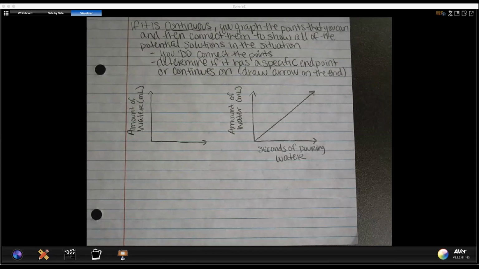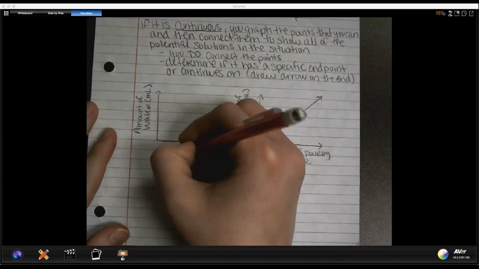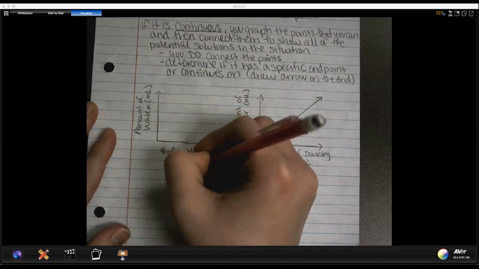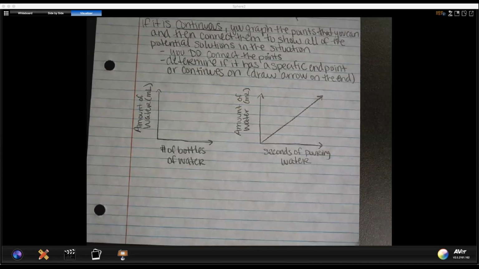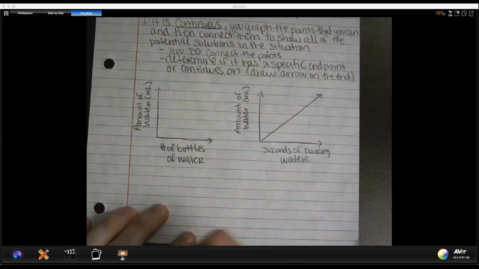However, if I thought about the situation slightly differently, what if I was purchasing a number of bottles of water? Still getting water, but I'm getting them in bottles. Would bottles be continuous or discrete? Discrete, right? I'm not going to buy half a bottle of water. Exactly, I don't sell it. That would be kind of unethical and unsanitary. So therefore my amount of water in my bottles is going to be discrete.